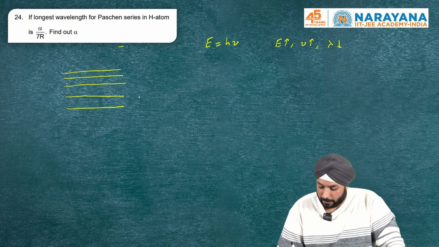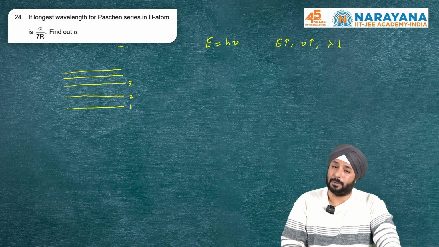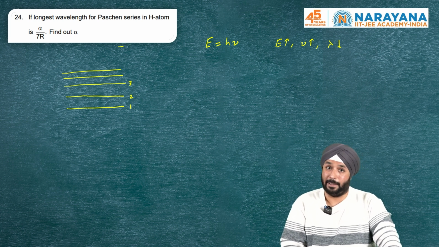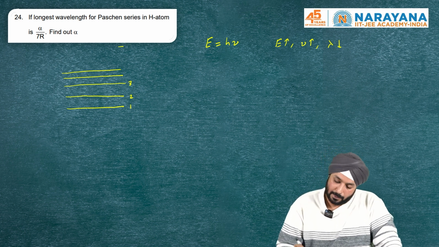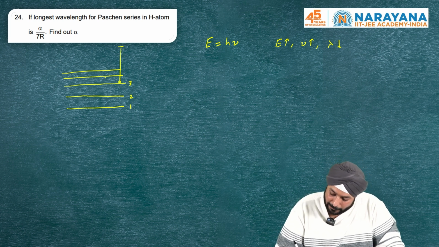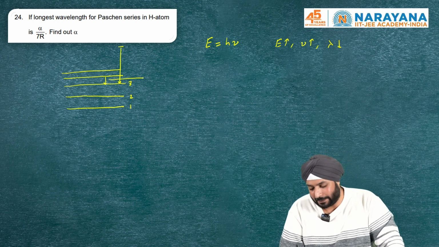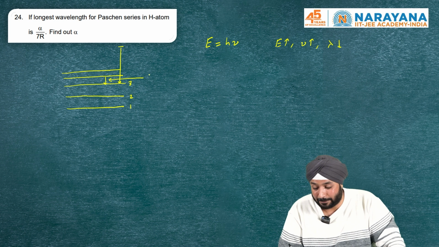Right. Now this is n1, n2, n3 for Paschen series. Any electron which is falling from any level to third level comes under Paschen series, infrared region. Here the highest energy will be given by infinity to 3 and the lowest energy will be given by 4 to 3. So lowest energy is this. So maximum wavelength will be here for Paschen, right?